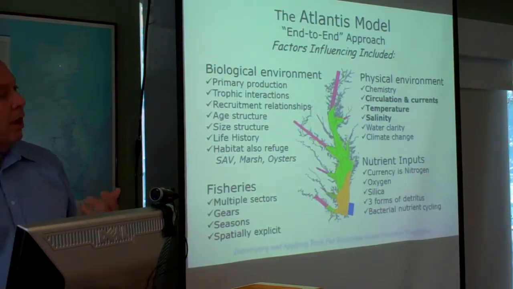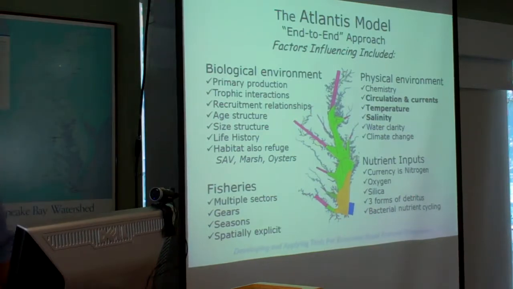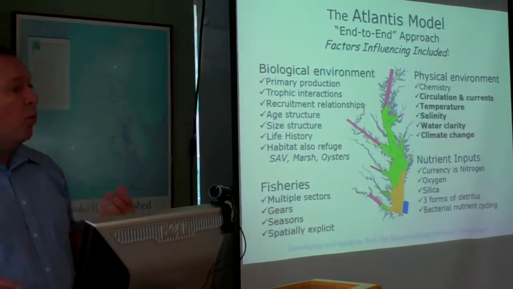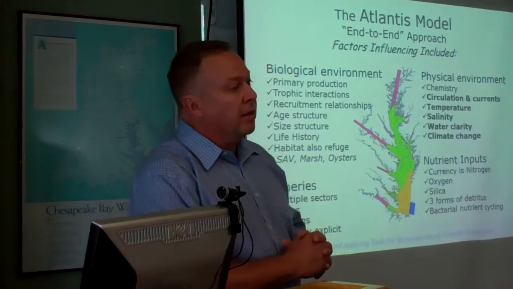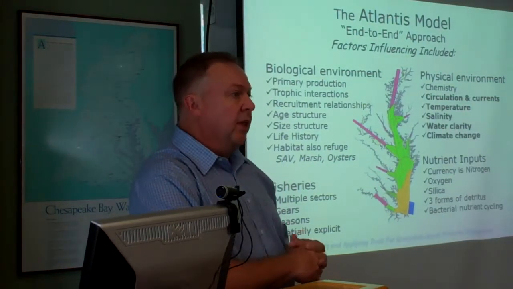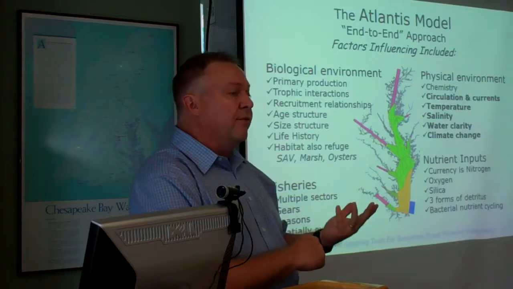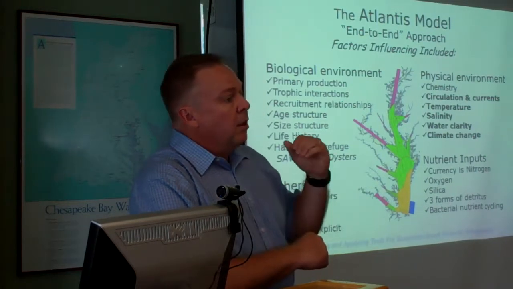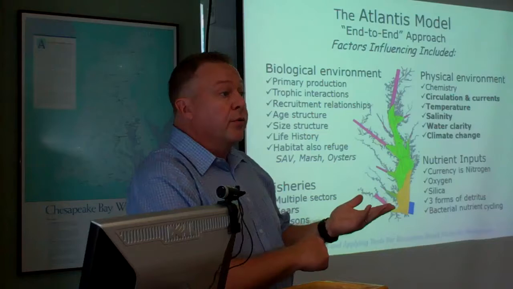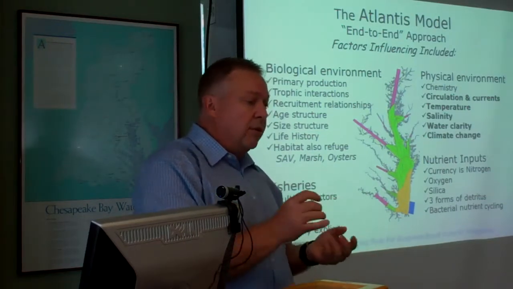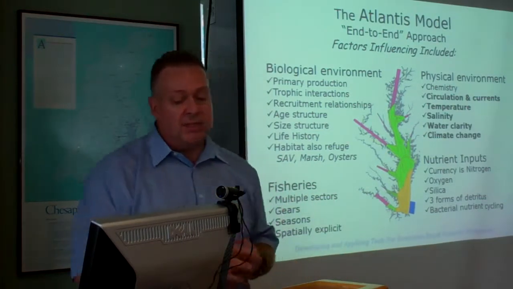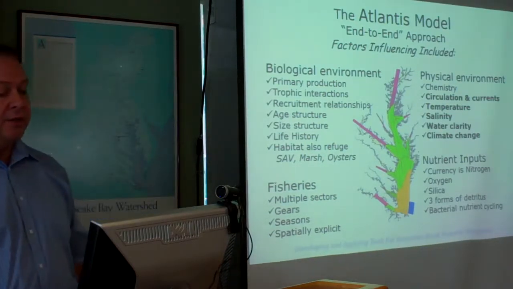But that also allows us to directly manipulate things like climate change effects. So we can, and we have, simulated climate change effects of both salinity and temperature change. And the water clarity is another thing that the model accounts for specifically. So those water clarity effects have direct effects on things like SAV growth or microphytobenthos growth. So those are the microscopic algae in the sediments that are so important in a benthic system like ours.